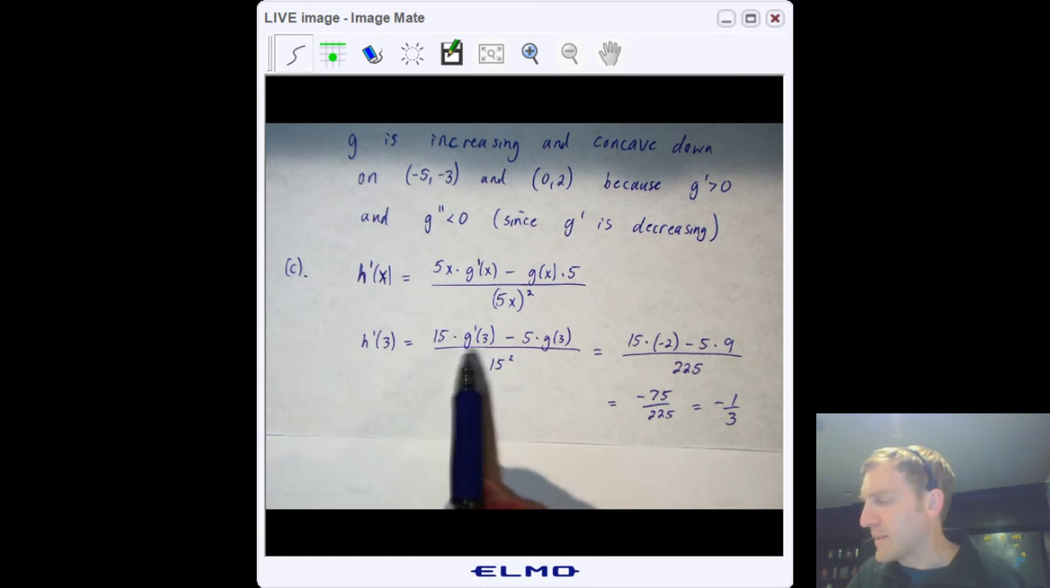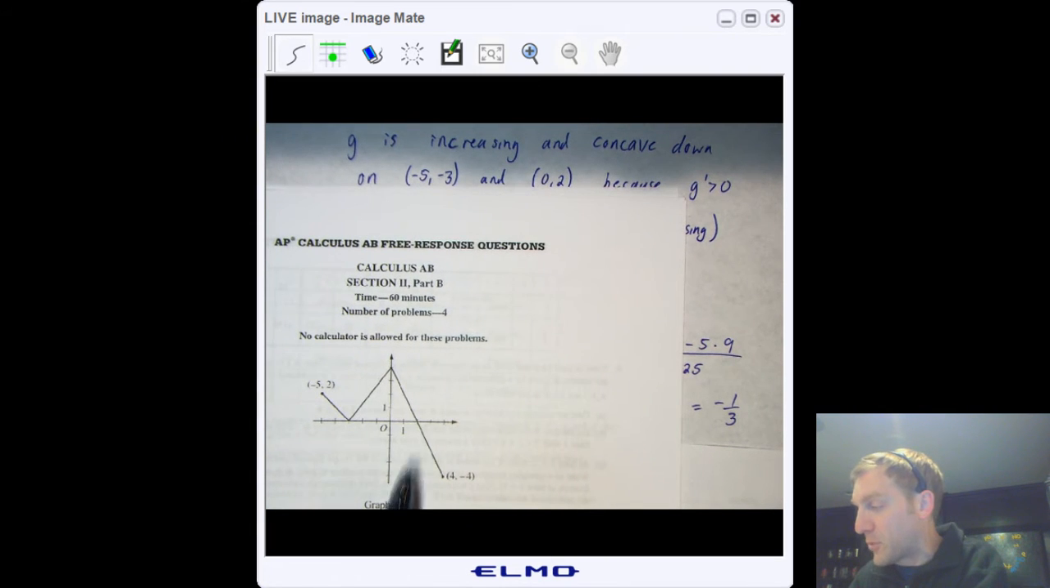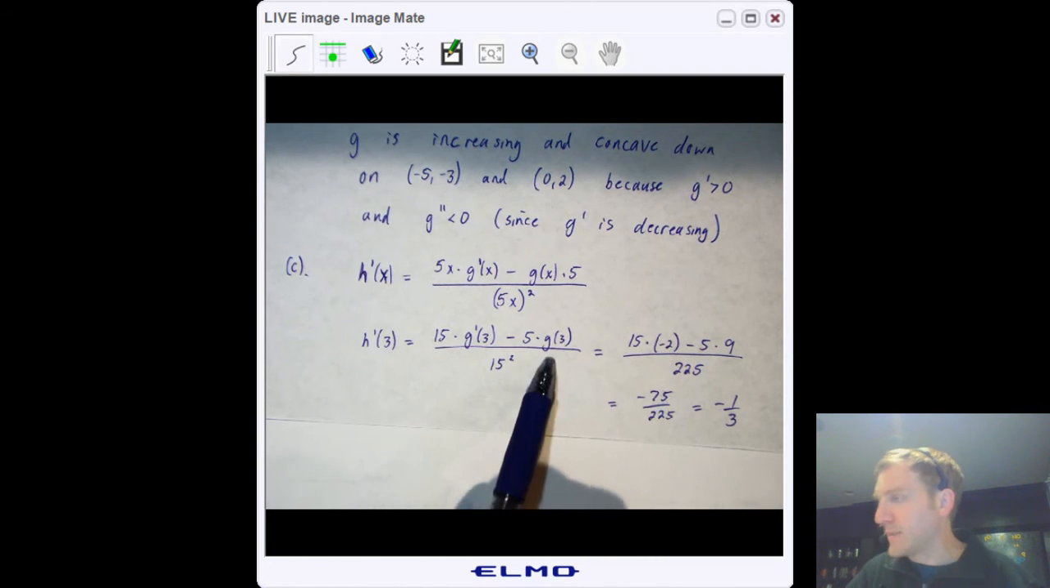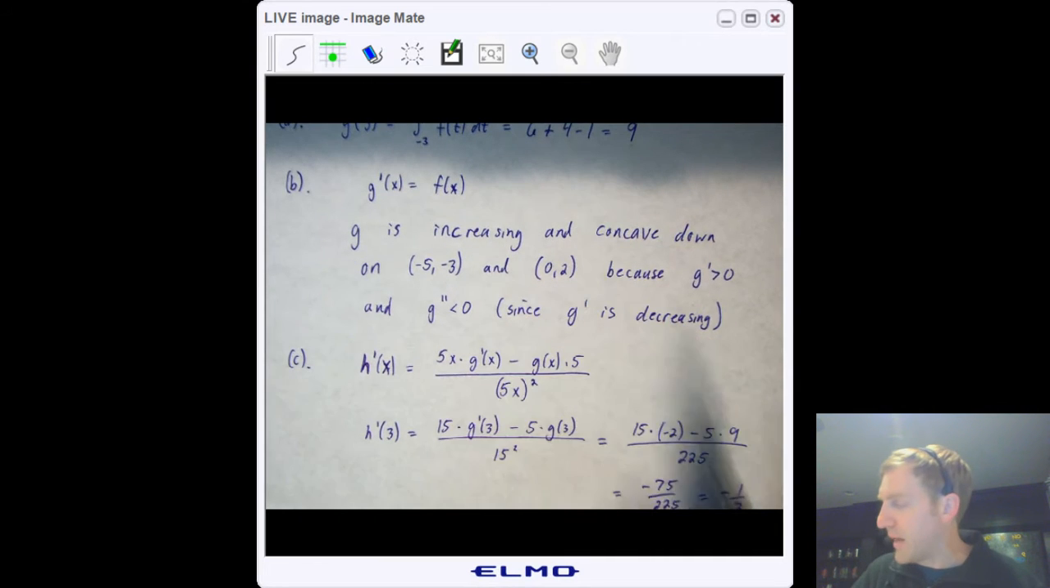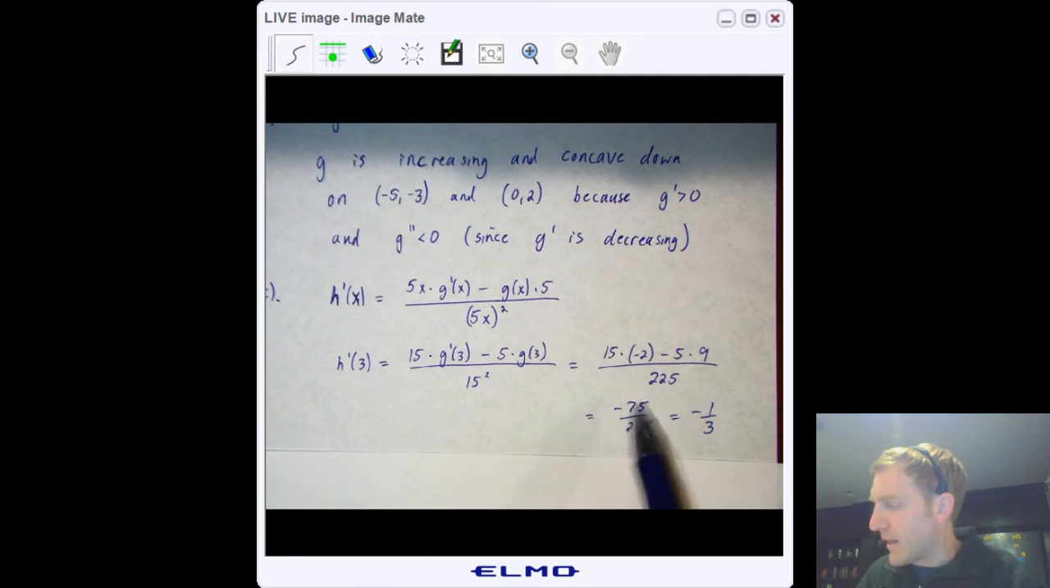Now, back to this. How do you find g of 3 and g prime of 3? Well, that's from the graph. Remember, this is the graph of g prime. So just go to 3, and the y value here is -2. That's where I got that. And g of 3 was your answer from part A. Just plug in 9 there. And then just simplify, you get -75 over 225, or -1/3.